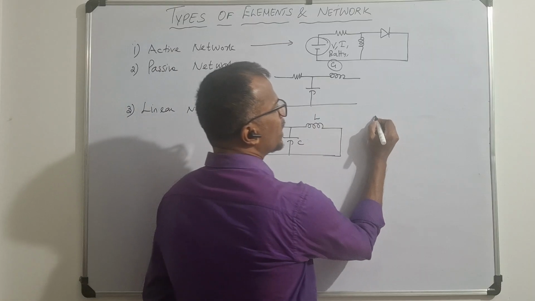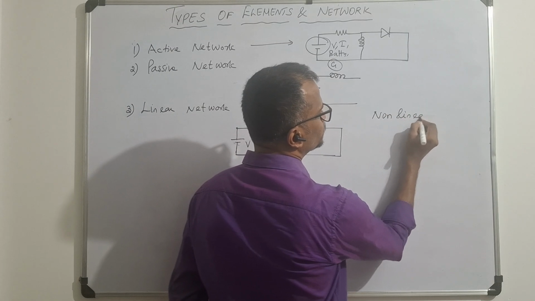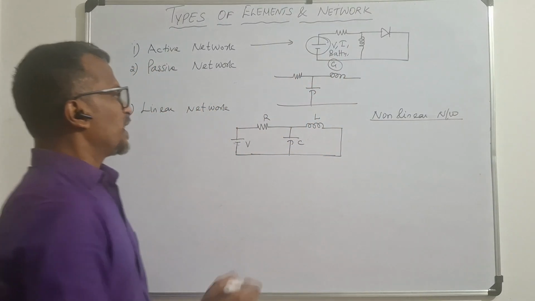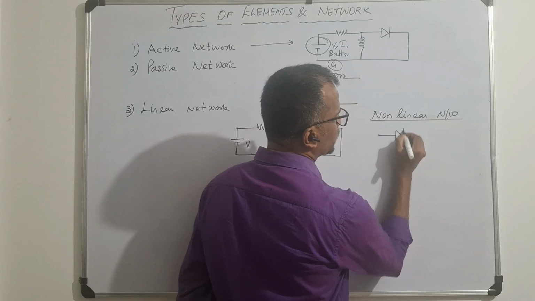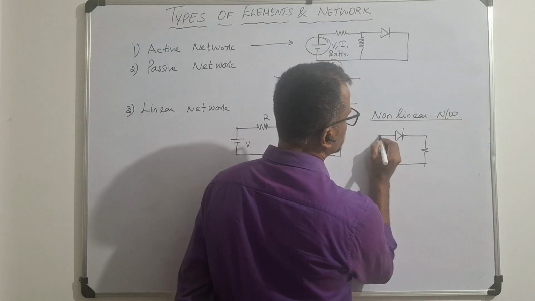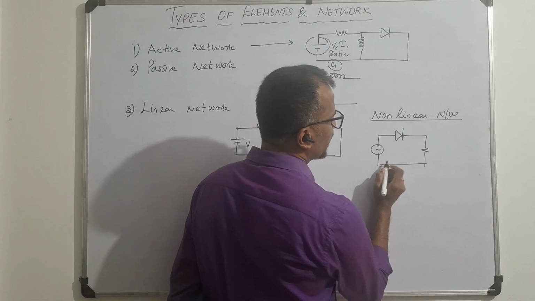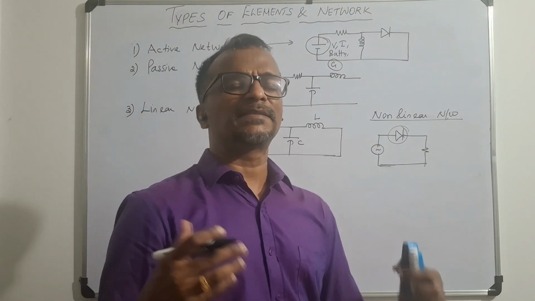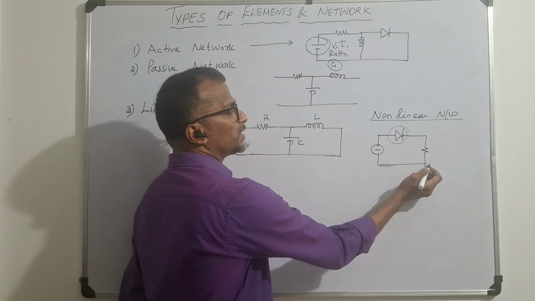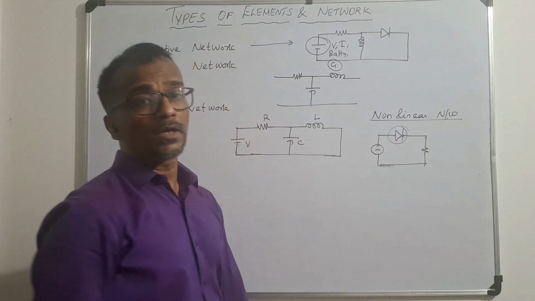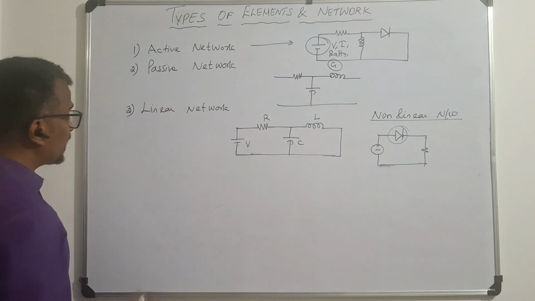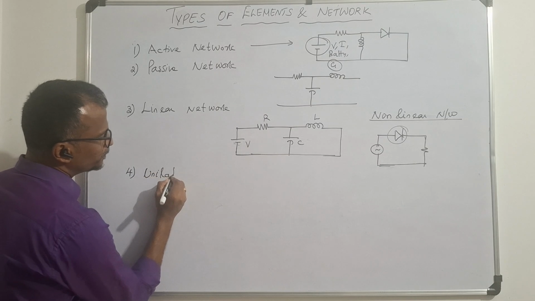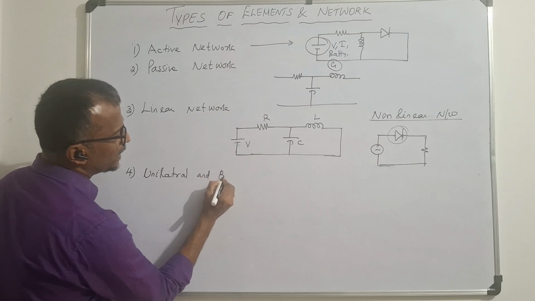Then another one will be the non-linear network. Non-linear network means what? In the circuit, for example, we have a diode rectifier circuit. If in any circuit there is any diode or any SCR or any other semiconductor switches connected, then it is called a non-linear circuit. Then finally we have to understand what is meant by unilateral and bilateral network.